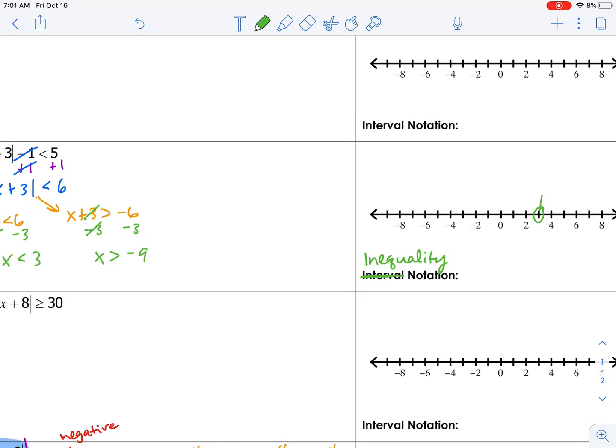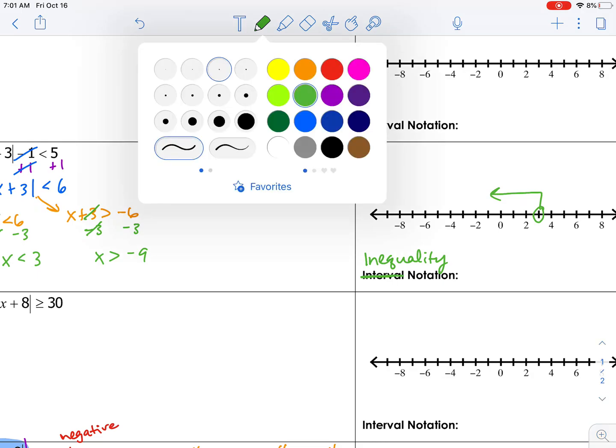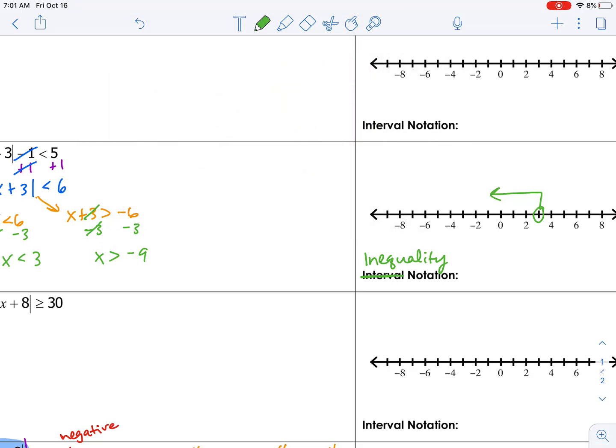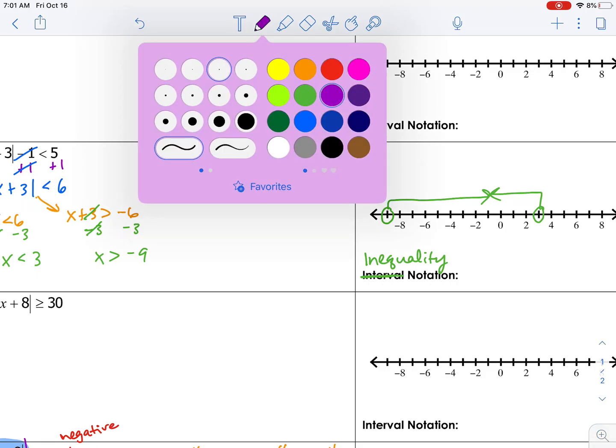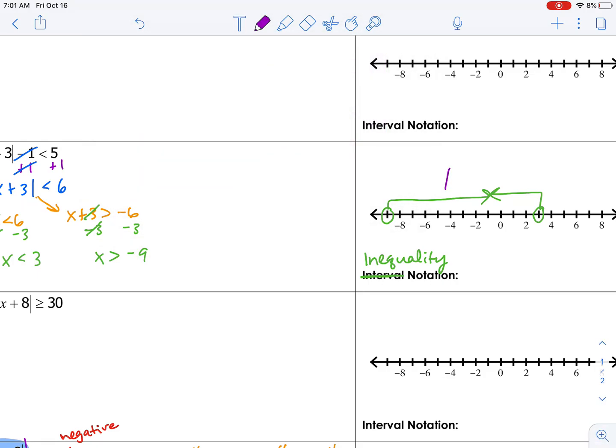So if I put an open circle over 3 and I draw an arrow going to the numbers less than 3, it has to go to the left. If I draw an open circle over negative 9, and it has to be the numbers bigger than negative 9, I need the arrow to go to the right. So we see that these arrows are going together. So this is an and inequality.